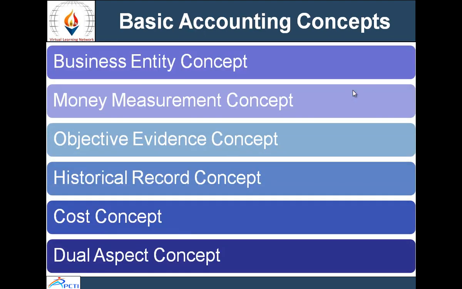So, here we discuss basic accounting concepts. First one is the business entity concept. The business entity concept states that the transactions associated with a business must be separately recorded from those of its owner or other businesses. Doing so requires the use of separate accounting records for the organization that completely exclude the assets and liabilities of any other entity or the owner.